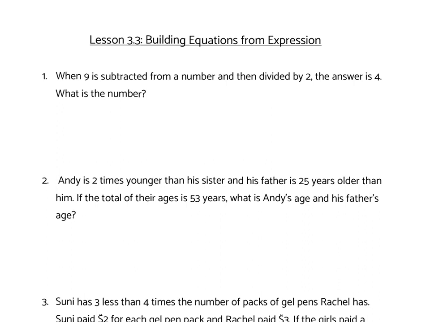All right, so number one: when 9 is subtracted from a number and then divided by 2, the answer is 4. So first I want to write an expression for the information I know, which is 9. So when 9 is subtracted from a number, let's say our number is n, when I subtract 9 from it and then divide by 2, the answer is 4. I'm going to set it equal to 4. So now I have my equation and I need to solve it.